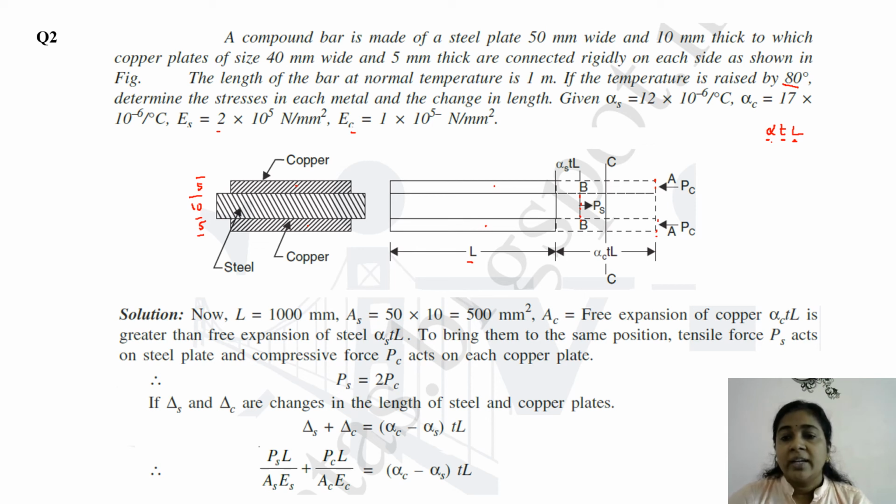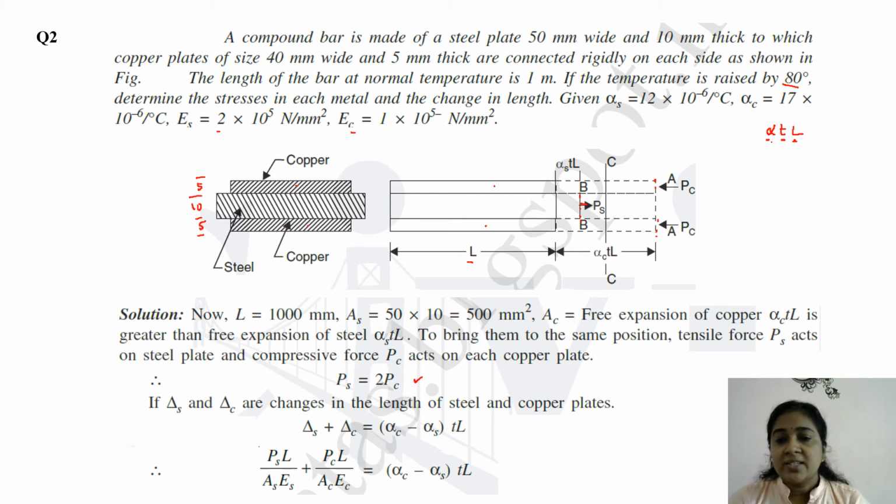Now in the copper plate, compressive forces should be developed to reach the final position C, whereas in the steel plate, there should be a tensile force to reach the final position C. Now we can consider the equilibrium of forces. Then 2Pc is acting towards the left side, represented as compressive forces, and it should be equal to the tensile force Ps. So Ps is equal to 2 into Pc.